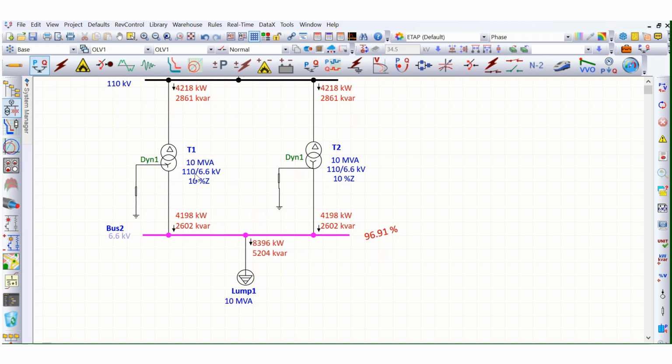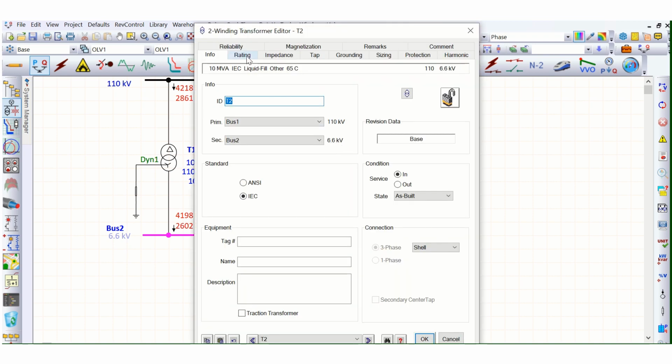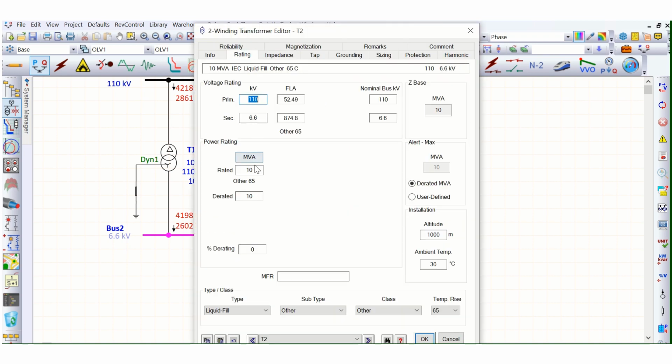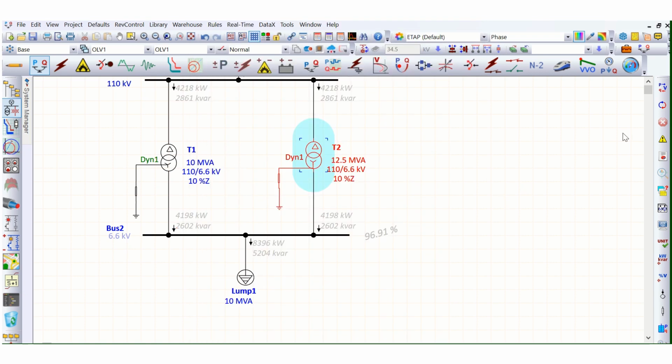Now if we change, suppose keeping the transformer T1 rating same, I am changing this transformer rating. Instead of 10 MVA, suppose this is 12.5 MVA. Let's run load flow once again.